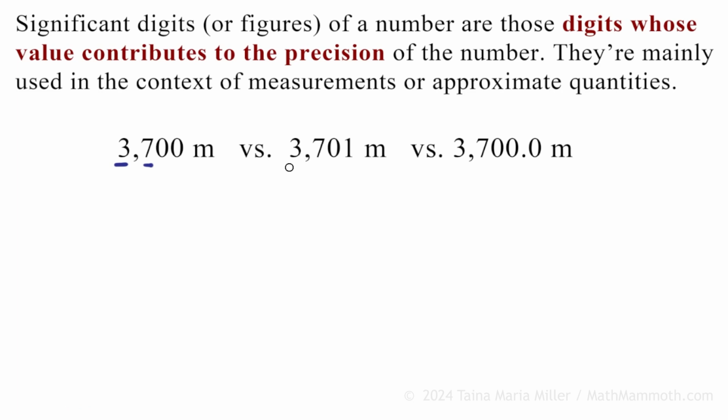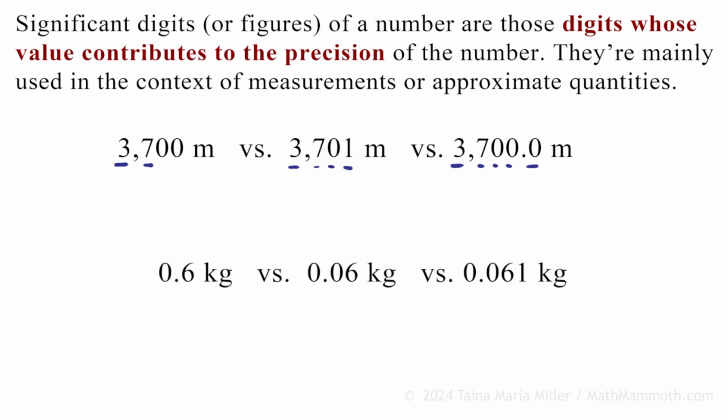The next one here, it's accurate to the meter, right? So all 4 of these digits are significant. They tell us something about the accuracy. They contribute to the precision of the number. And in this last one, it's measured to the accuracy of 10th of a meter. So it has 5 significant digits.